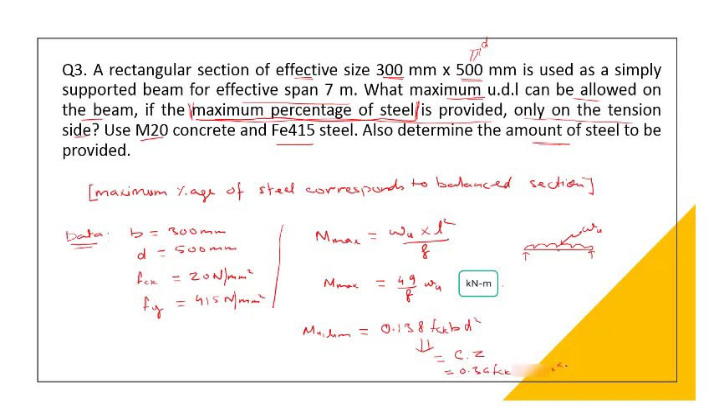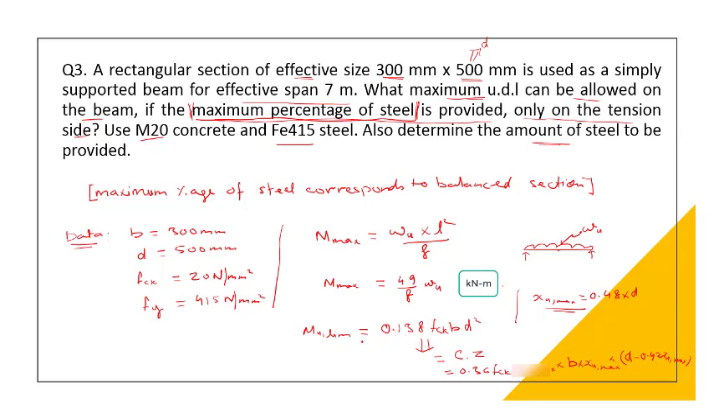0.36 fck into b into xu max, because the cross section area is b xu. So instead of xu, you have to write xu max, and the lever arm is d minus 0.42 xu. If you substitute the value of xu max, and what is xu max? For Fe415, it is 0.48 into d. Okay, so this is your xu max. So I can substitute here, and finally you are going to get this formula.